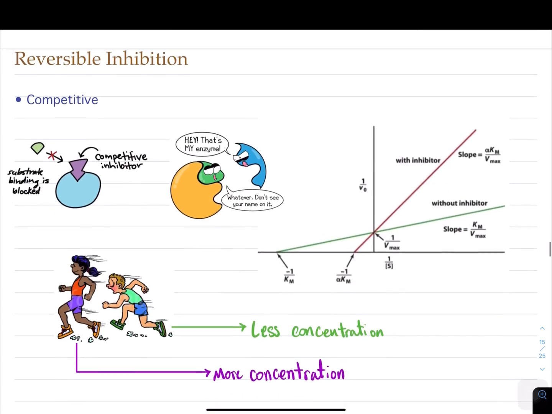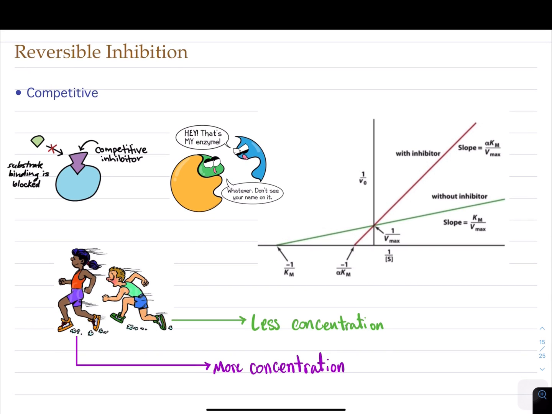Then we have reversible inhibition, which are four types, which are competitive, non-competitive, mixed, and uncompetitive. So let's start with competitive inhibition. So in competitive inhibition, an inhibitor binds to the active site of the enzyme and basically occupies the enzyme and doesn't let the substrate bind to it.